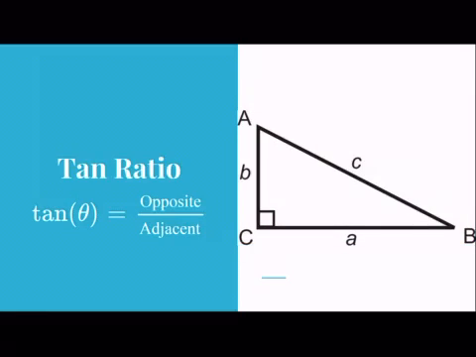So our ratio that we're going to be talking about today in class is the tangent ratio. So tangent theta is opposite over adjacent. So in our example picture here, if we're going to go tangent of angle A, our ratio is going to be lowercase a over b. If you wanted to find the tangent of angle B, our ratio would be lowercase b over lowercase a.